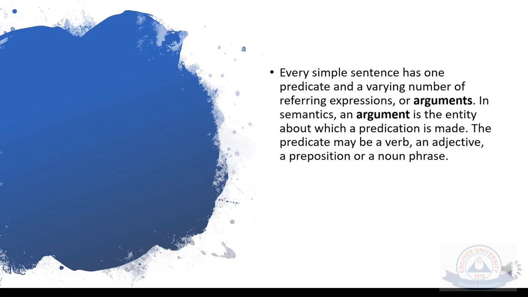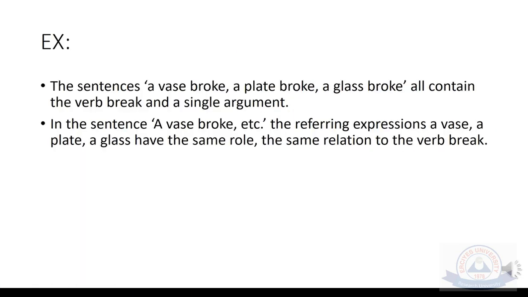For instance, you might say that Mary is tall. So now the predicate is an adjective. Mary is in the classroom. It is a preposition now. Or Mary is a teacher. It is a noun phrase now, as you see. So let's see more examples here.